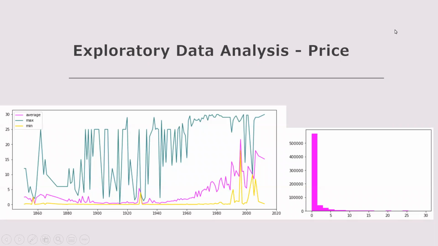Then I did some exploratory data analysis. The price was the target variable, so I did that first. On the left, you can see how the prices are changing over time. So you can see it staying pretty constant until around the 1970s when it started to go up, which is likely due to inflation. Then on the right, you can see the distribution of prices across the whole data set. Most of them were under 5, but there are a few outliers going all the way up to 30.